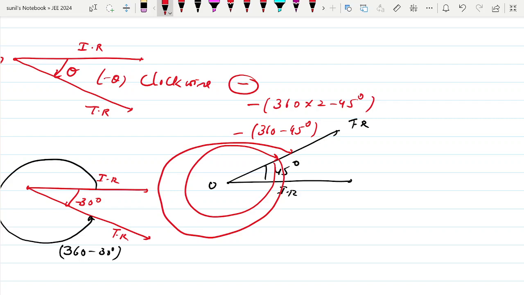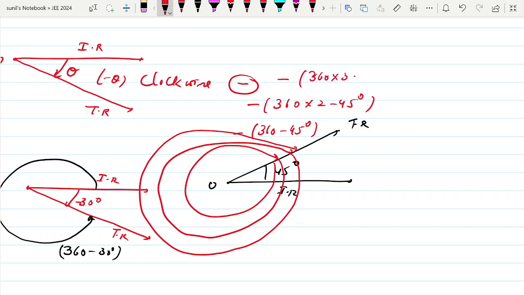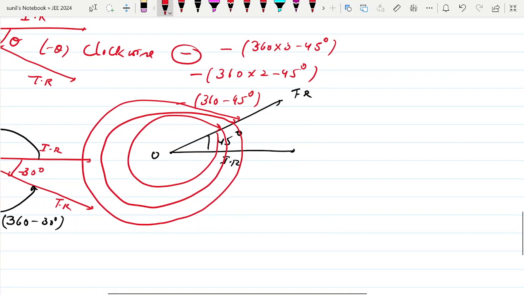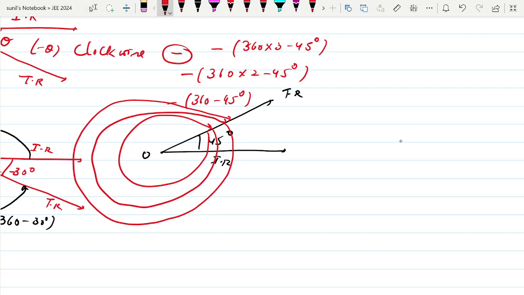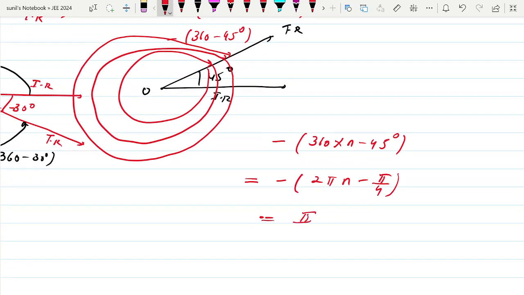Now similarly, if I take say 3 rotations like this, then what is the absolute measure of this angle? Minus 360 into 3 minus 45 degree. Now see, if I generalize this idea, if I take n rotations, then I have minus 360 into n minus 45. Now let us write it in the radian measurement. So this is nothing but minus 2 pi n minus pi by 4. So we have minus pi by 4 minus 2 pi n. Now if you see here, the angle goes from 0 to minus infinity.